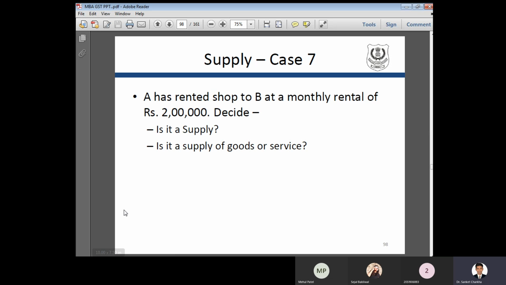Come on, fast. A has rented shop to B at a monthly rental of rupees 2 lakh. Decide. It is just not a supply and services. Service, correct. It is not a supply because there is no physical movement of goods and it is a service.